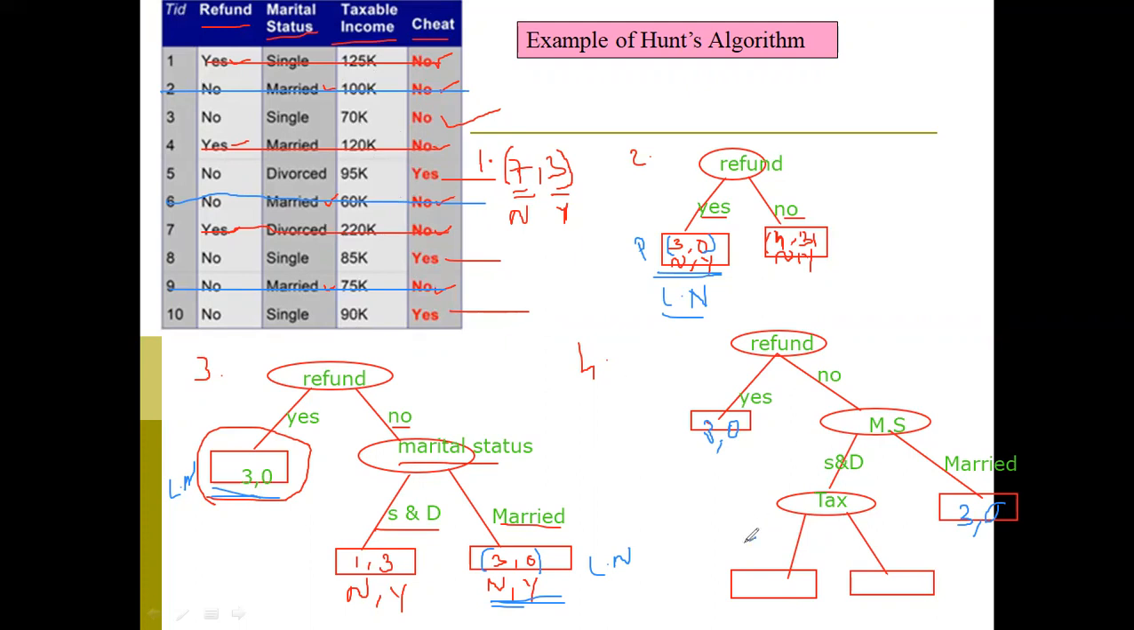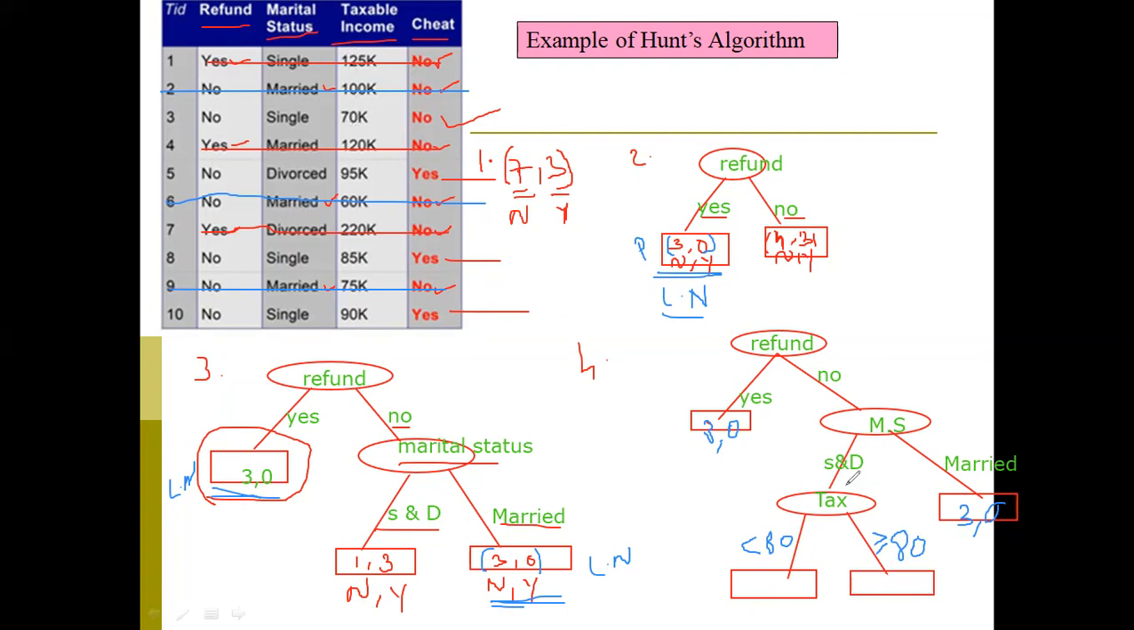One is less than 80K. I may divide this total number of continuous values into two parts. One is less than 80k, and the second one is greater than or equal to 80k. These are the two values I'm going to take under this taxable income.